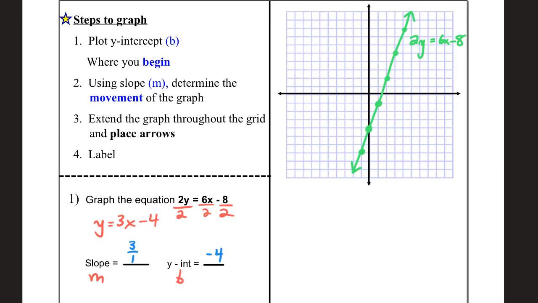If your slope is a fraction, you don't have to worry about doing this. Let's say your slope is 2/3, you would go up 2 over 3. But if you do have a whole number, it's a good idea to put it over 1 to remind you to go to the right.